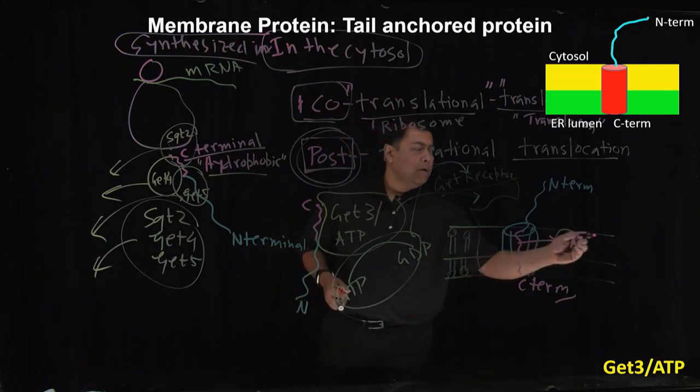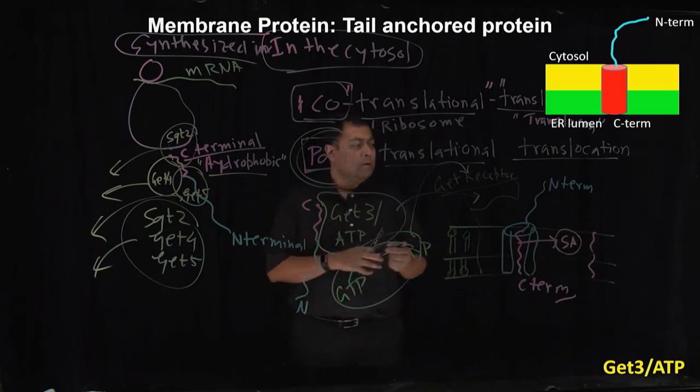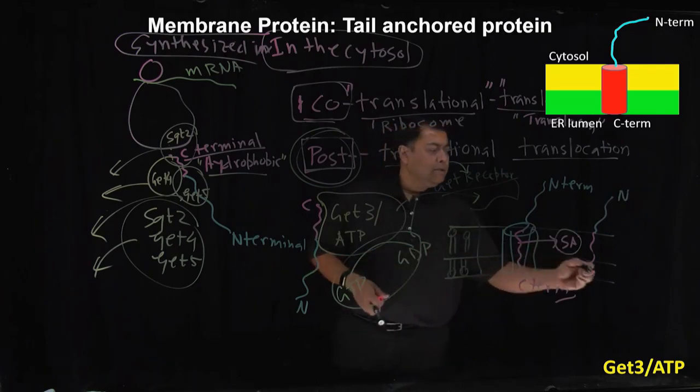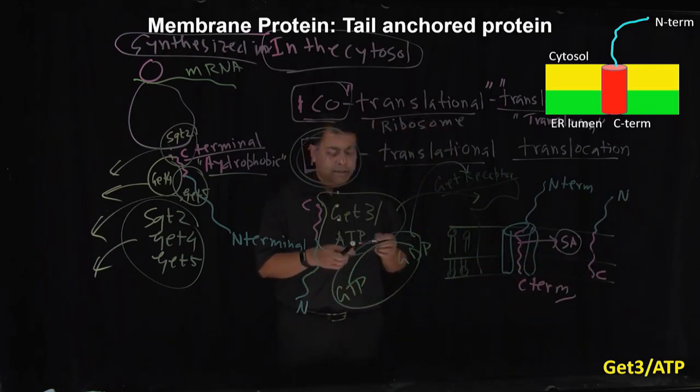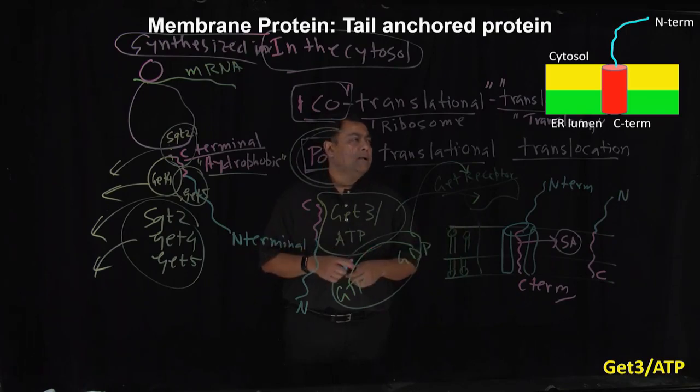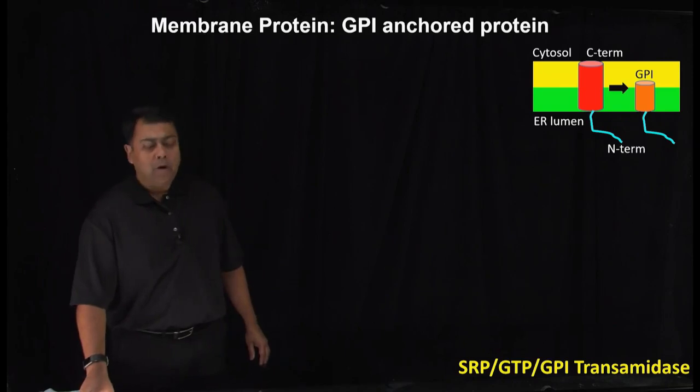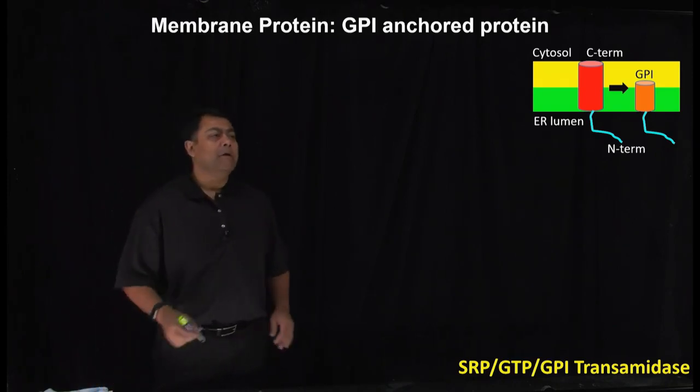And eventually this will diffuse out into the membrane, whereas this is your N terminal and this is your tail anchored C terminal inserted into the membrane. And this is how the tail anchored proteins are synthesized. Next, we are going to talk about the GPI anchored proteins.